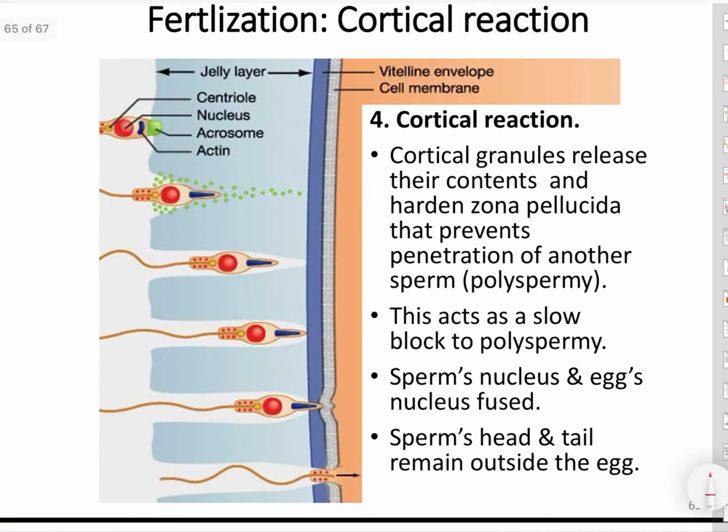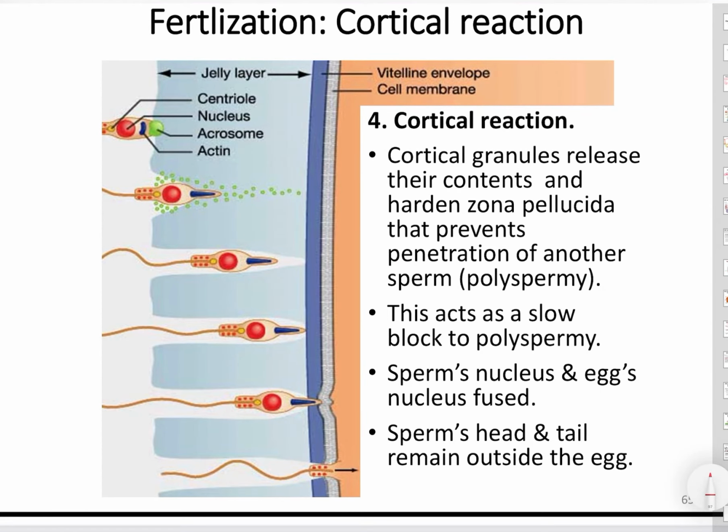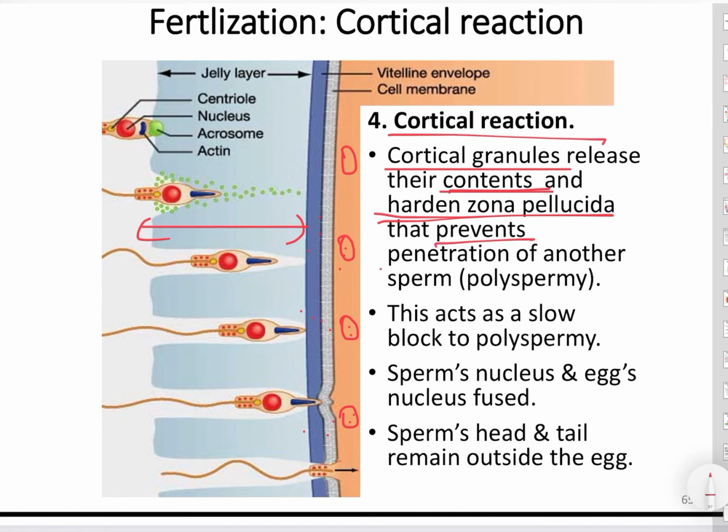And then the last stage that leads to the process of fertilization is the cortical reaction, di mana below the plasma membrane of the oocyte there is cortical granule. So the cortical granule will release its content to harden the zona pellucida. Once saja this cortical granule melepaskan dia punya bahan, this zona pellucida will become hardened again. Why will it become hardened again? To prevent the penetration of another sperm. So this is the slow block to polyspermy.